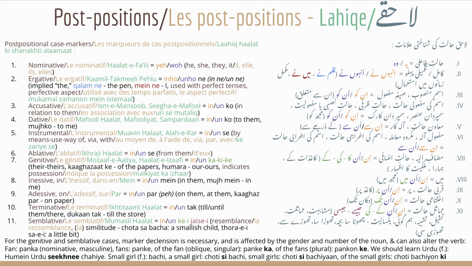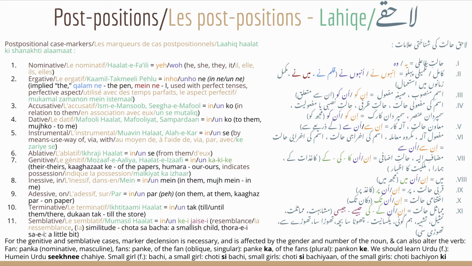The genitive, which is also the possessive, is mu'asaf alia or halat-e-izafi, and it has a ka, which, as you know, indicates possession. So inka or unka, or ka changes to ki or ke based on the noun. So like for example, kagazat ke, of the papers, hamara, ours, but in the oblique it'll become hamare, and it indicates possession. Malkiyat ka izhar.